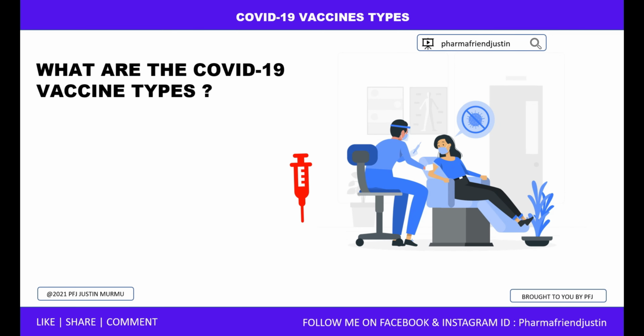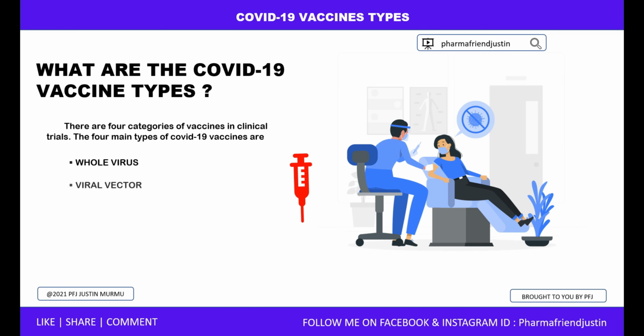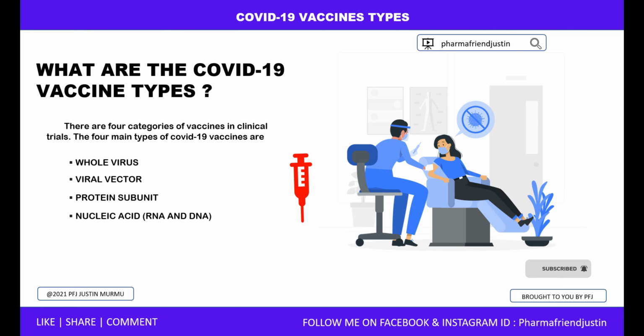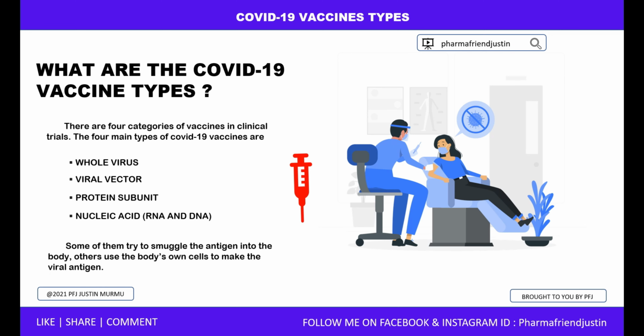What are the COVID-19 vaccine types? There are four categories of vaccine in clinical trials. The four main types of COVID-19 vaccines are whole virus, viral vector, protein subunit, and nucleic acid, RNA and DNA. Some of them try to smuggle the antigen into the body, others use the body's own cells to make the viral antigen.